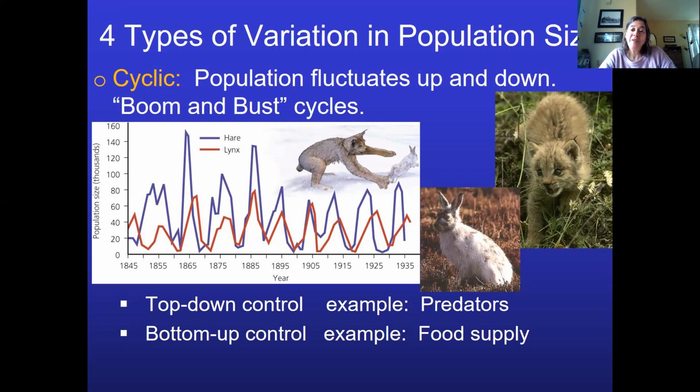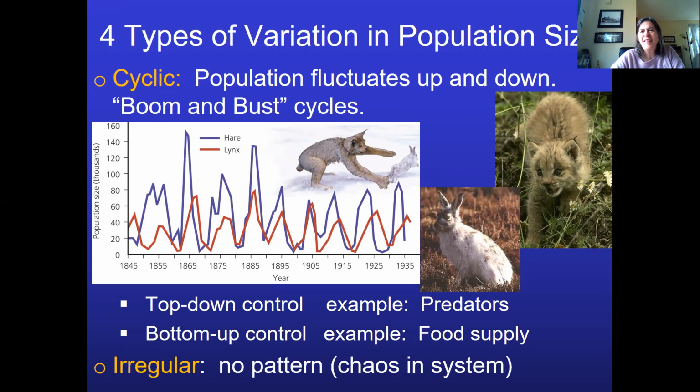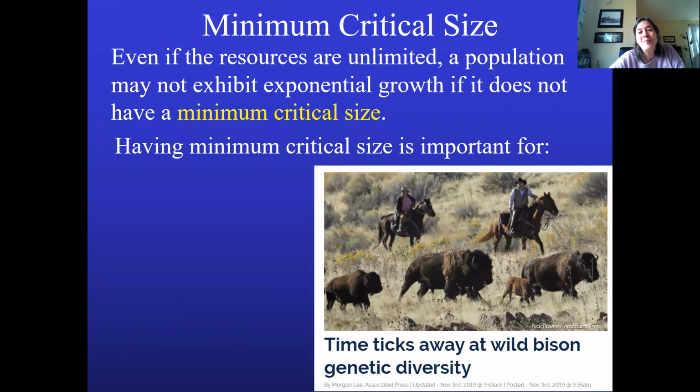There's the top-down control where the predators are controlling things, and the bottom-up control where the food supply is controlling the population size. And then the fourth one is irregular, like there just is no pattern, and that happens, and scientists are like, what do we call it? We'll call it irregular.